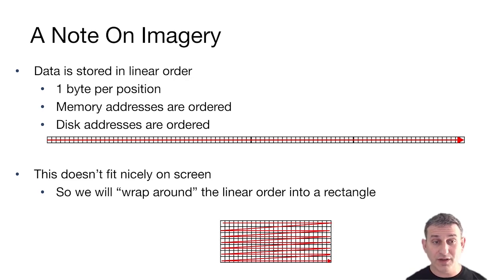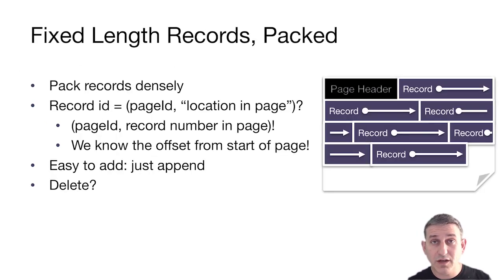So this doesn't look very good on screen, and so we're going to tend to draw these as more rectangular shapes, where the assumption is we're wrapping around that linear order into a rectangle. So the bytes of the file, which would go from left to right in linear order, are now going in this sort of zigzag order in this rectangle. Okay, so as you see rectangular shaped regions of memory or regions of disk pages, assume that they're wrapped in that format.